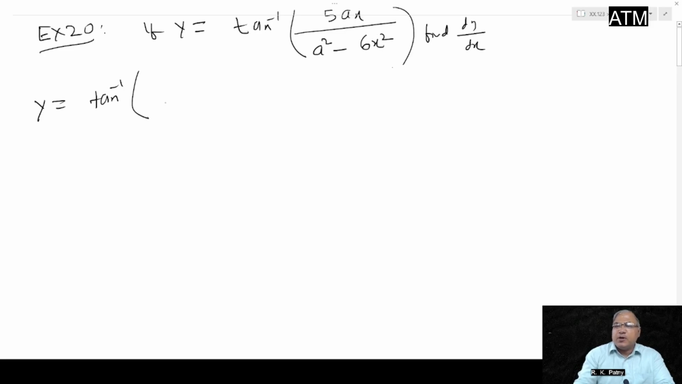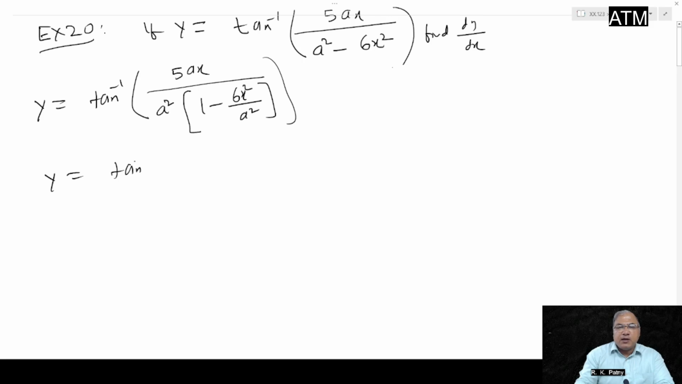So for example, here is 5ax upon, here a square is taken common, then 1 minus 6x square upon a square. A simplification is required. y equals tan inverse of 5x upon a divided by 1 minus 6 into x upon a whole square.